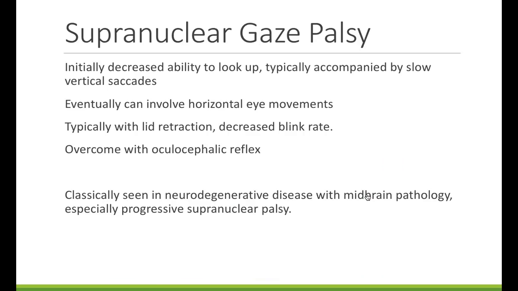So supranuclear gaze palsy is initially a decreased ability to look up, usually with slow vertical saccades. Eventually it can involve horizontal eye movements. Sometimes these patients will have lid retraction and a decreased blink rate, and you can overcome this with the oculocephalic, otherwise known as the vestibular ocular reflex. This is classically seen, as I said, in a neurodegenerative disease with midbrain pathology, particularly progressive supranuclear palsy.